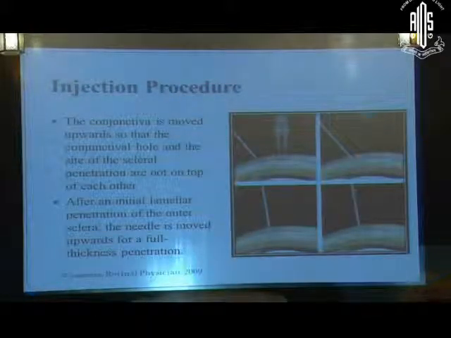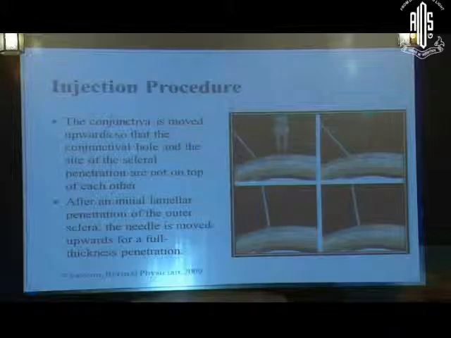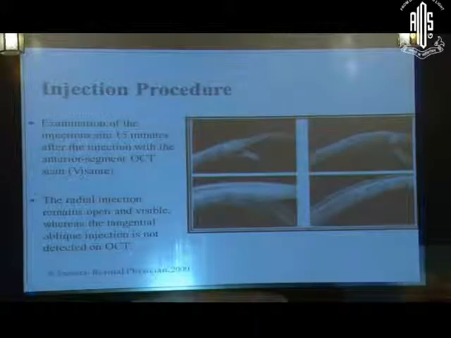The injection procedure is basically that the conjunctiva is moved upwards, so that the conjunctival hole and the scleral point of penetration are not at the same point. After the injection the conjunctiva is released, and one can have a conjunctival covering on the scleral opening. We try to initially have a lamellar penetration, and then the needle is moved for a full thickness penetration, so that the valvular mechanism helps us better.